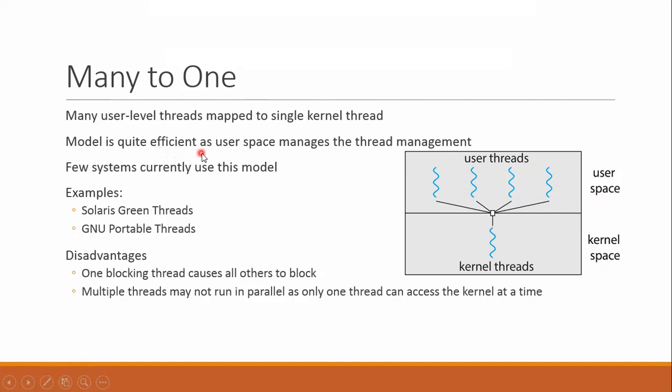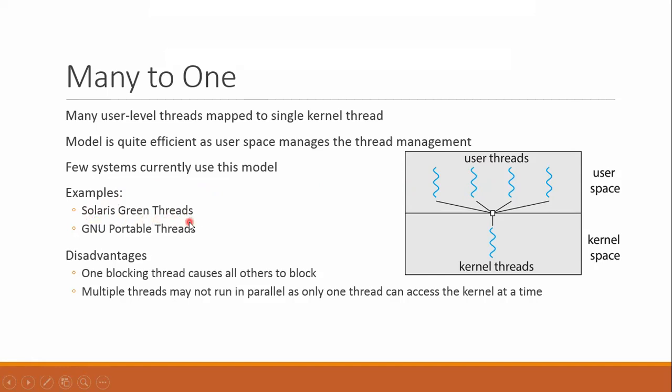This model is quite efficient as user space manages the thread management because user will create, he will schedule, and he will perform other operations on the thread. So this model is quite efficient because operating system or kernel is not involved in the thread management process. There are few systems that use this model. The examples are Solaris Green Thread Library.